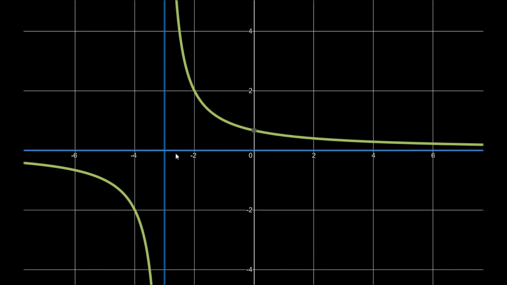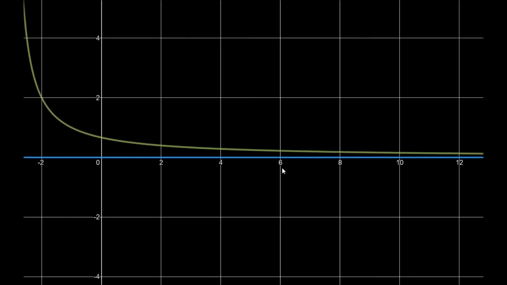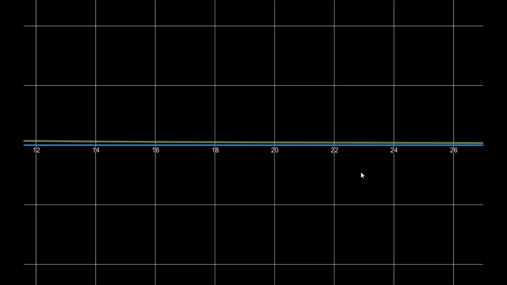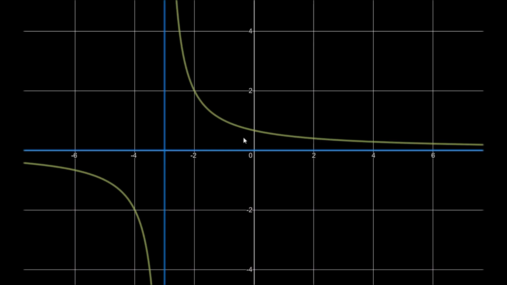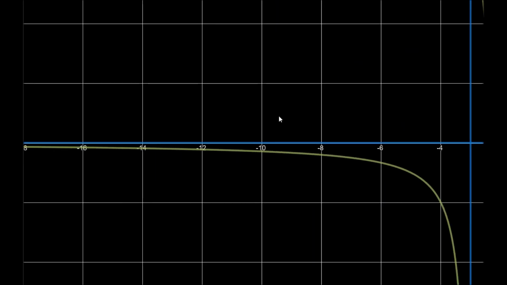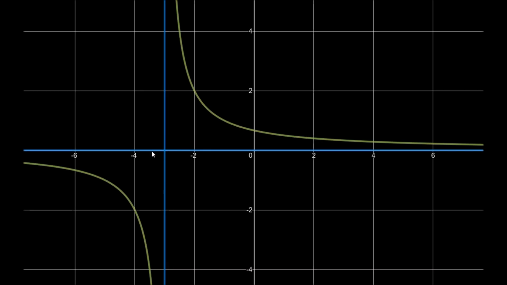So the first thing we found was a horizontal asymptote at y equals 0. So if you continue this graph off to the side, the green line will be getting very, very close to the blue line, but never actually touch it. So that supports the idea of a horizontal asymptote in that direction. Now if I go over to the other side, you'll see it also gets very, very close but doesn't actually touch. So there we have a visual representation of our horizontal asymptote.